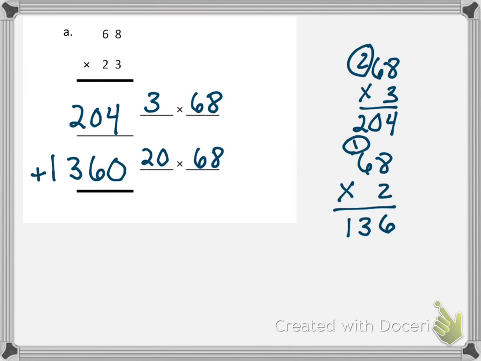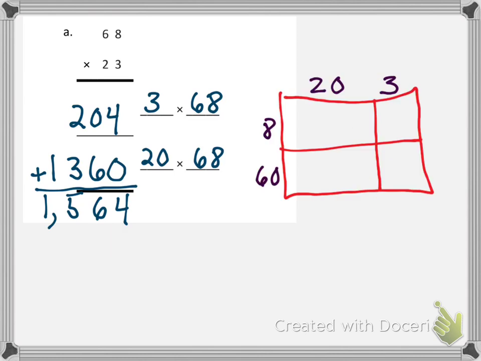And our two partial products, what do we have to do with them? We need to add them. And now we get 4 in the ones, 6 in the tens, 5 in the hundreds, and 1,000. So our product to this is 1,564.